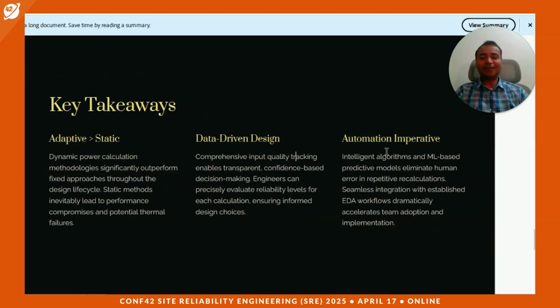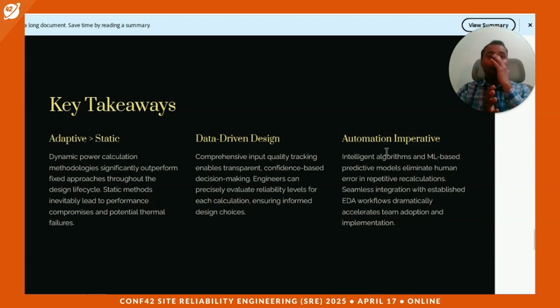So key takeaways from here: we are doing adaptive methodologies versus the static. We have more accurate power computation at each and every stage, and we can collaborate with the right team to provide the feedback so that they can enhance their process to provide better inputs to the next stage.